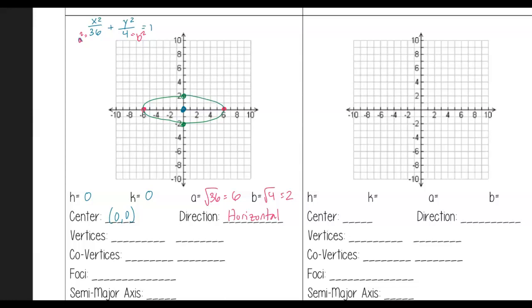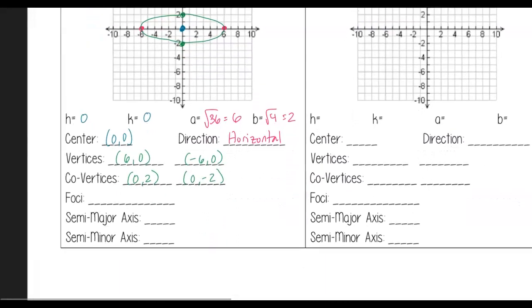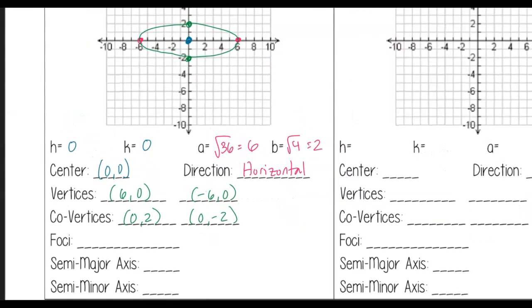So my vertices are located at (6, 0) and (-6, 0). My co-vertices are located at (0, 2) and (0, -2). And just like before, to find my foci, you do c is equal to the square root of a squared minus b squared. Our a squared term is 36 minus b squared, which is 4. So that is 32.